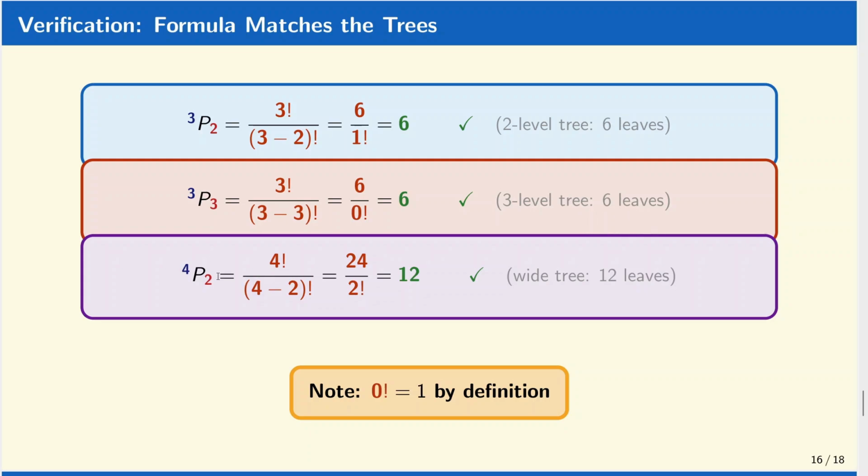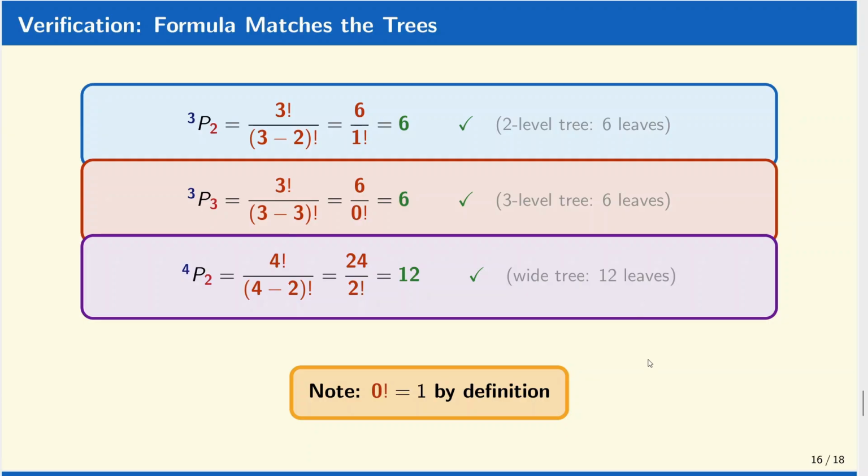Finally, in the purple box, let's try a larger set, 4P2, choosing 2 items from a set of 4. Our formula is 4 factorial divided by the factorial of 4 minus 2. This becomes 4 factorial divided by 2 factorial. 4 factorial is 24, 2 factorial is 2. 24 divided by 2 gives us 12, and the check mark confirms that our wide tree from earlier had exactly 12 leaves. The formula works perfectly.